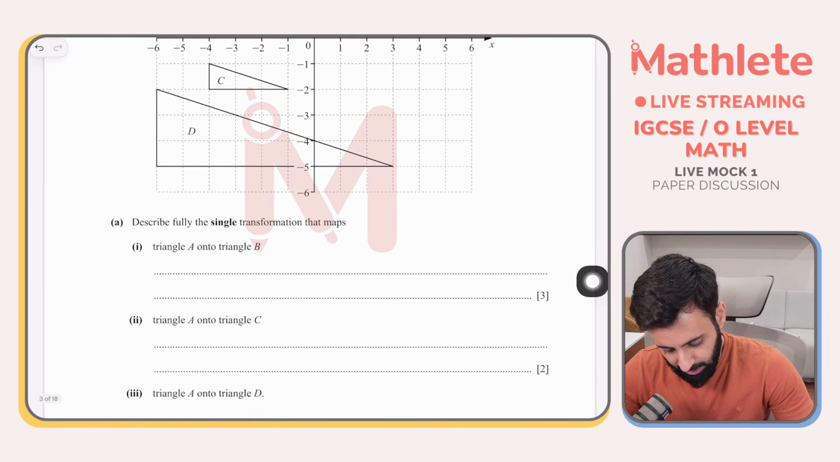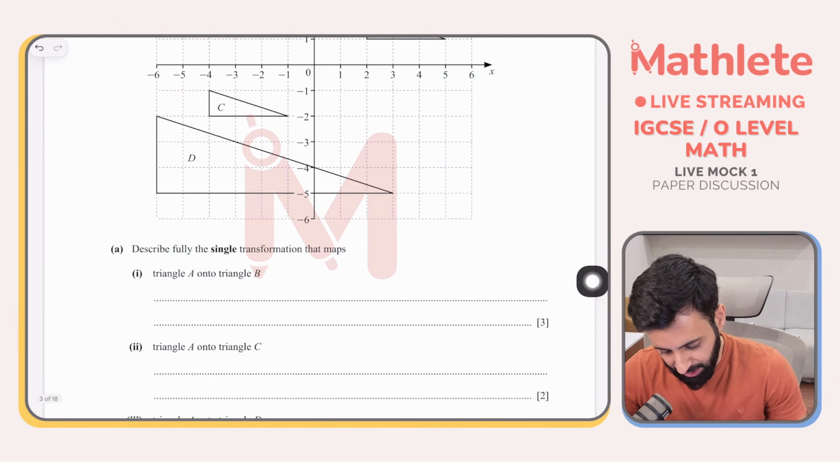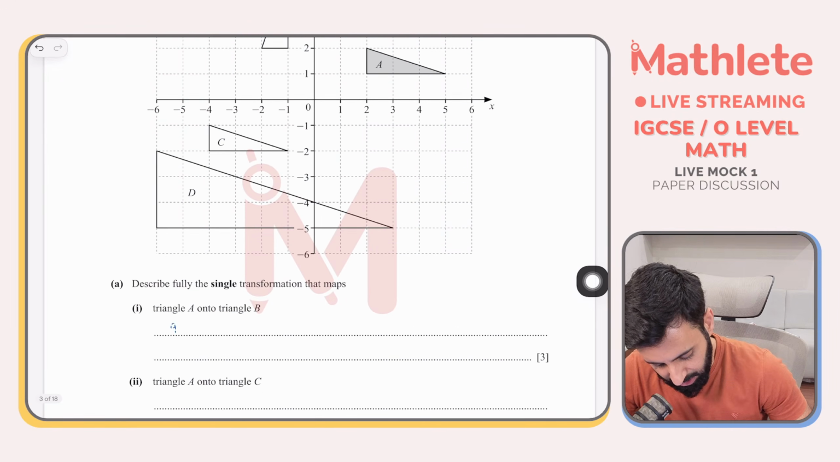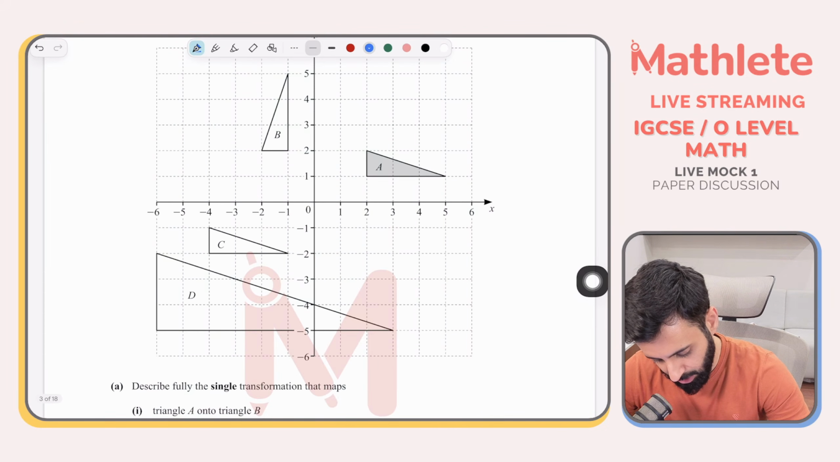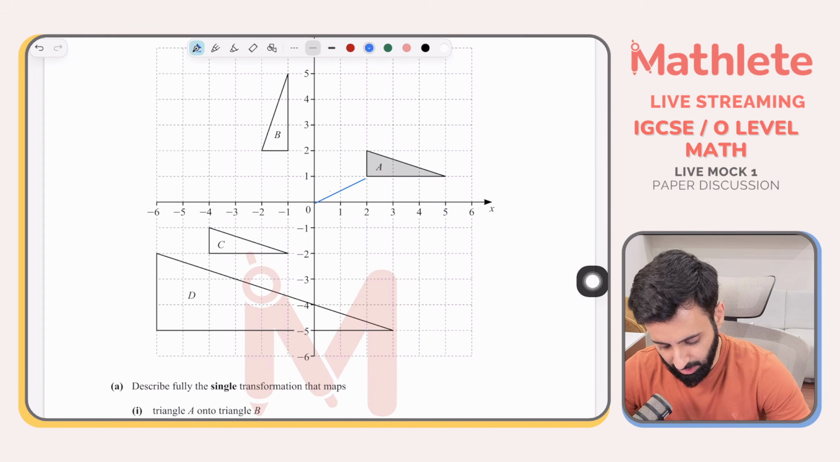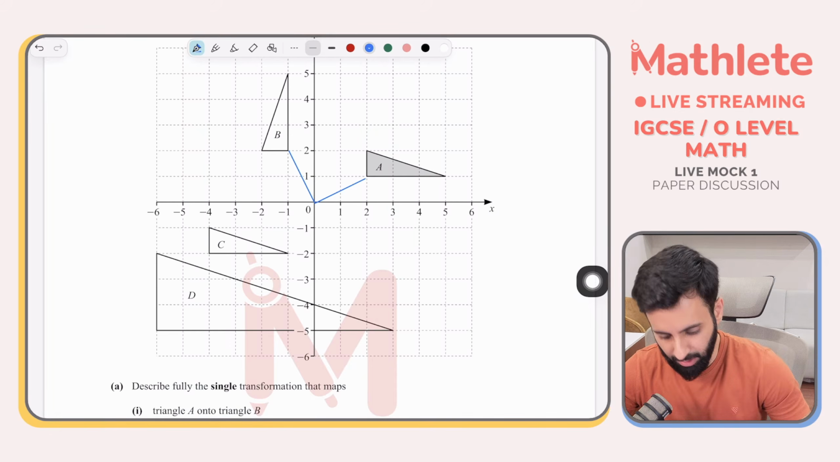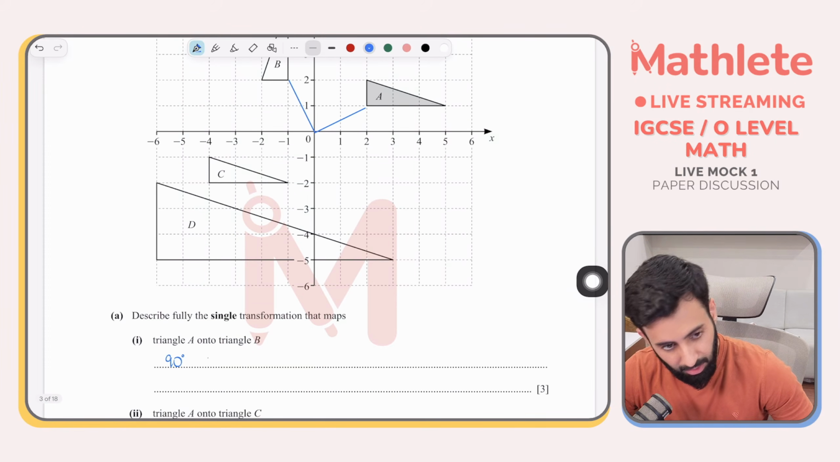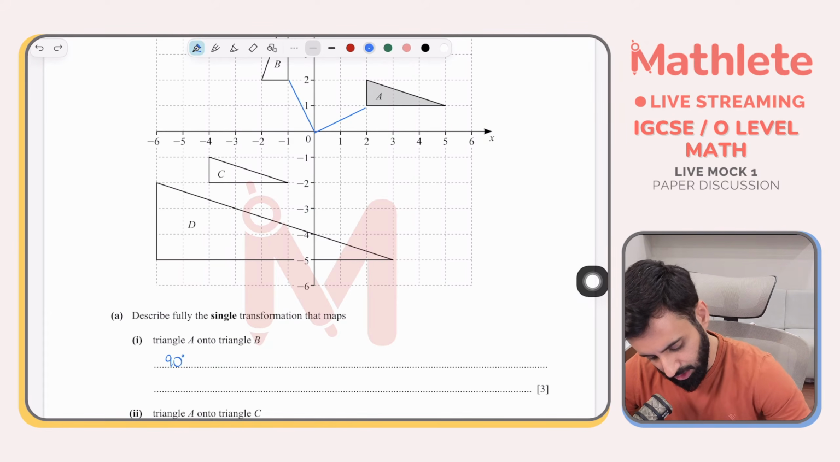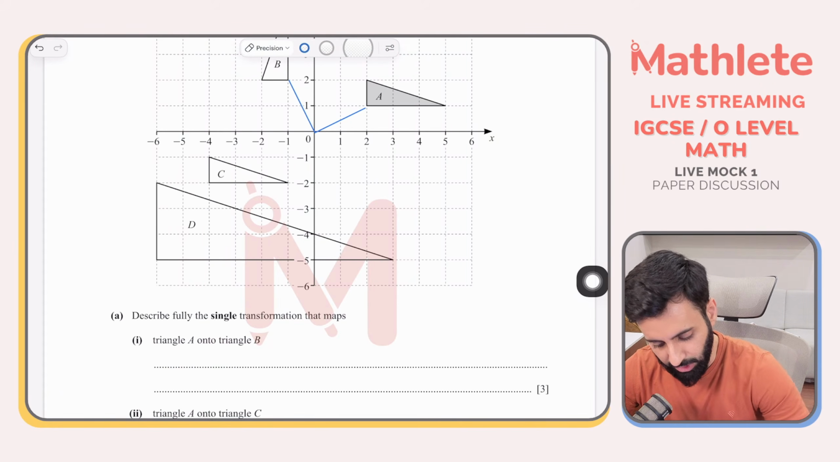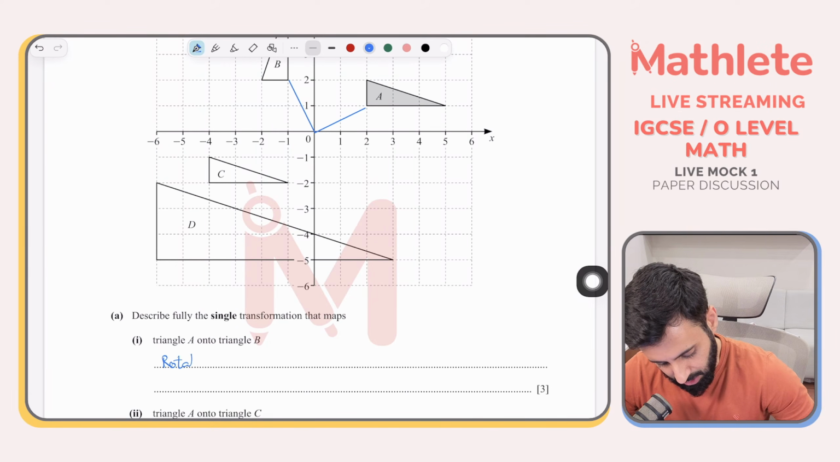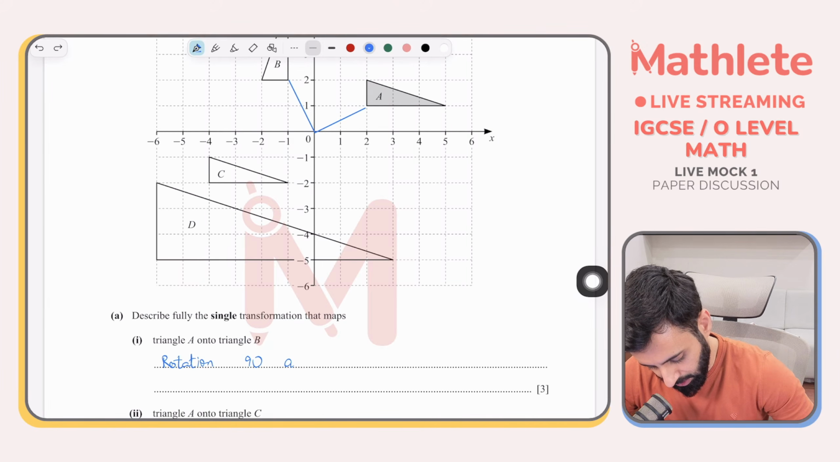Question number 4. Describe fully the single transformation that maps triangle A onto triangle B. So we did this question recently when we were doing the transformation stream. So this is 90 degree. Now remember, it's A onto B. So A, B पे जाने के लिए क्या होगा? We can see that every point has been rotated 90 degree anti-clockwise. So it's 90 degree anti-clockwise. Don't write ACW, write the whole thing. In fact, let's start with rotation. So we say that this is rotation 90 degree anti-clockwise, and we're kind of lucky that the center is origin.